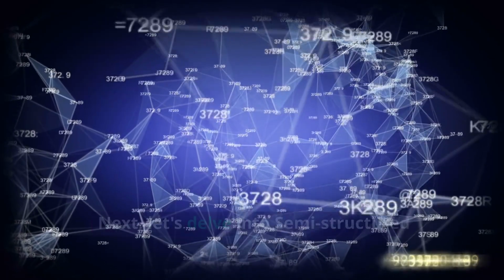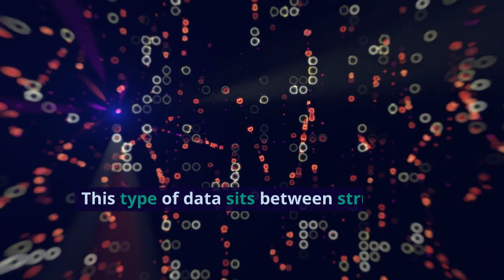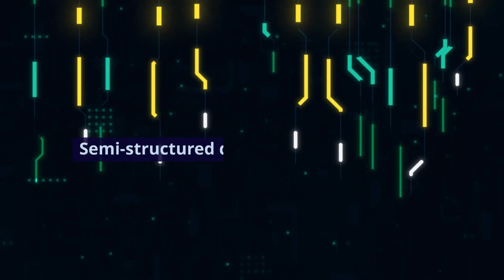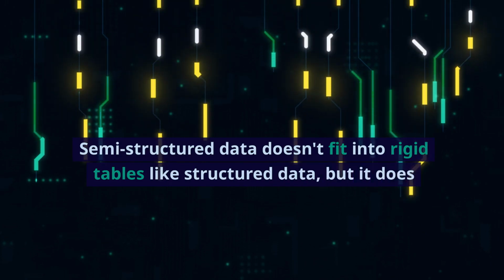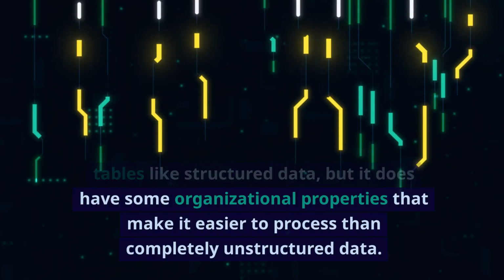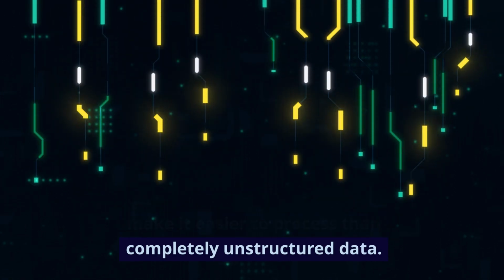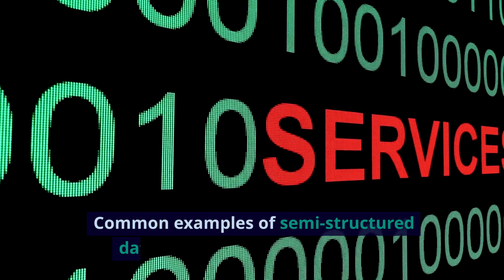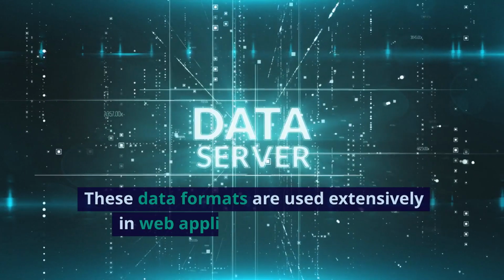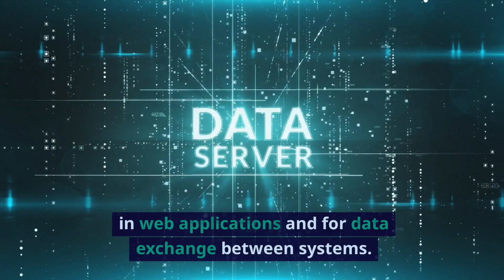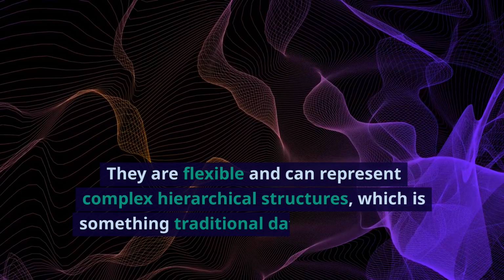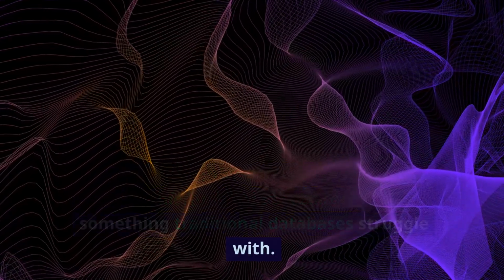Next, let's delve into semi-structured data. This type of data sits between structured and unstructured data, possessing qualities of both. Semi-structured data doesn't fit into rigid tables like structured data, but it does have some organizational properties that make it easier to process than completely unstructured data. Common examples of semi-structured data are JSON and XML formats. These data formats are used extensively in web applications and for data exchange between systems. They are flexible and can represent complex hierarchical structures, which is something traditional databases struggle with.